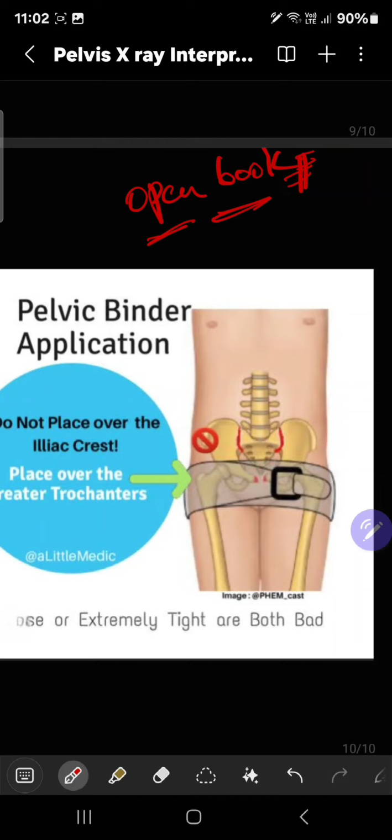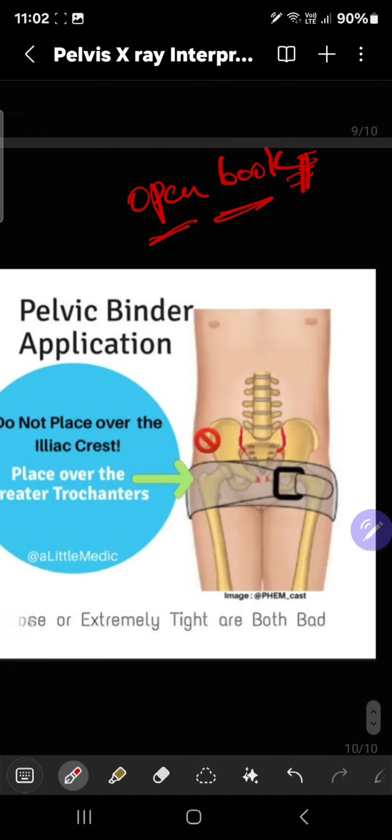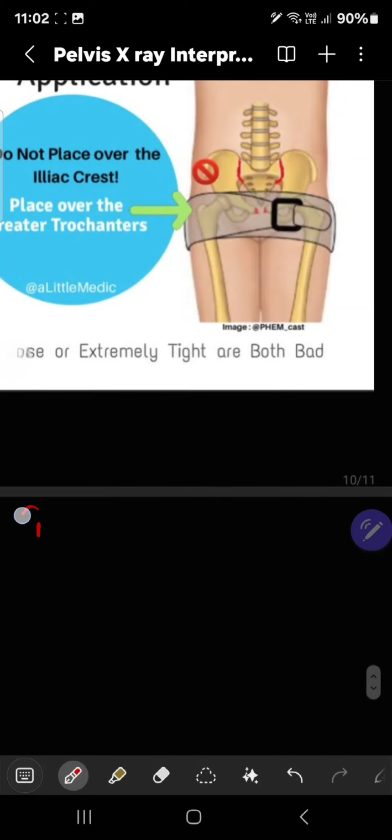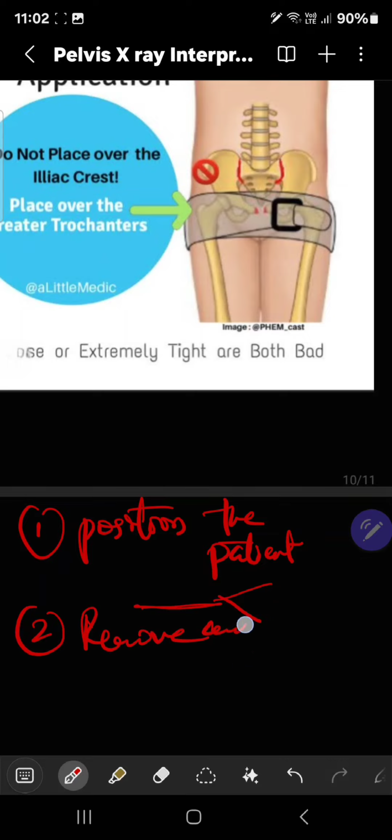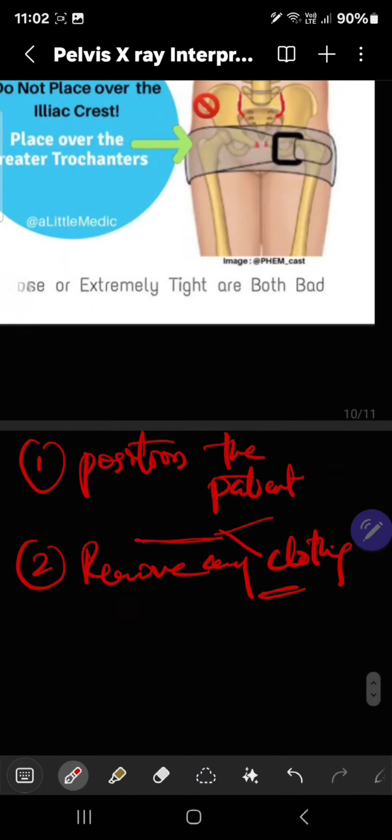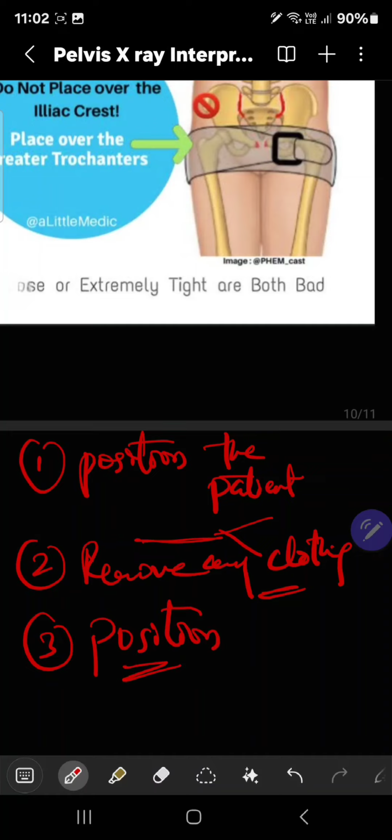So how do you apply the pelvic binder? Number one is position the patient first. You should have the patient lie on their back with the legs straight and together. Number two, remove any clothing, because this might interfere with the binder. And number three, this is very important, position the binder.